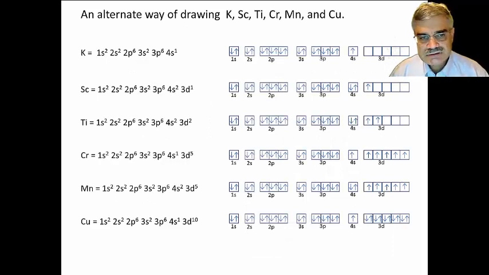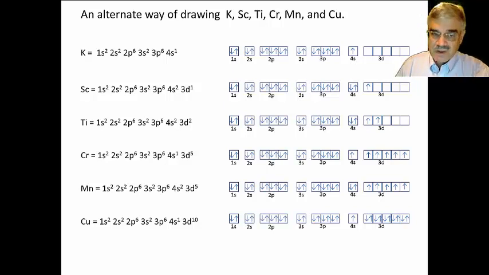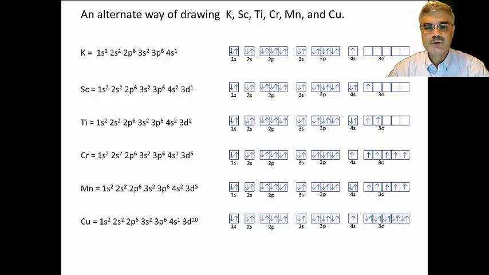Now this slide shows an alternate way of drawing out these same elements using a sort of box method. This shows the electrons and whether or not they're paired up. So in the previous slide, you had to visualize whether or not the electrons were paired up. Here we show you. For potassium, I give the electron configuration on the left, and on the right, I show this box diagram where you can see it's 1s2, 2s2, 2p6, 3s2, 3p6, and a single electron in 4s1.